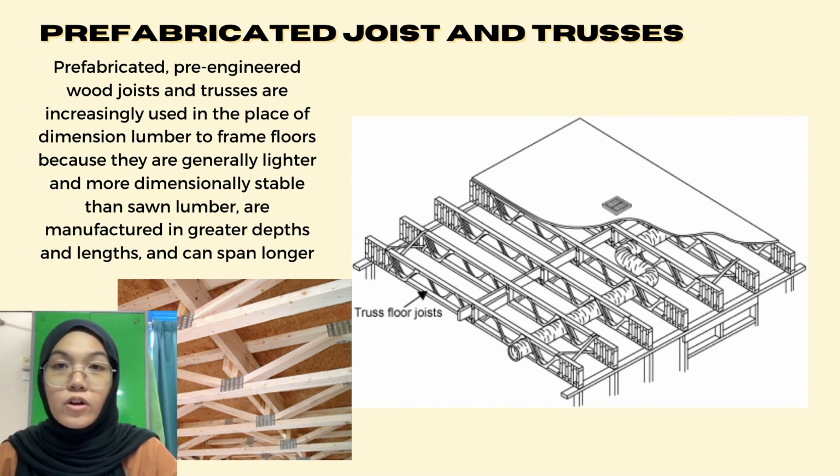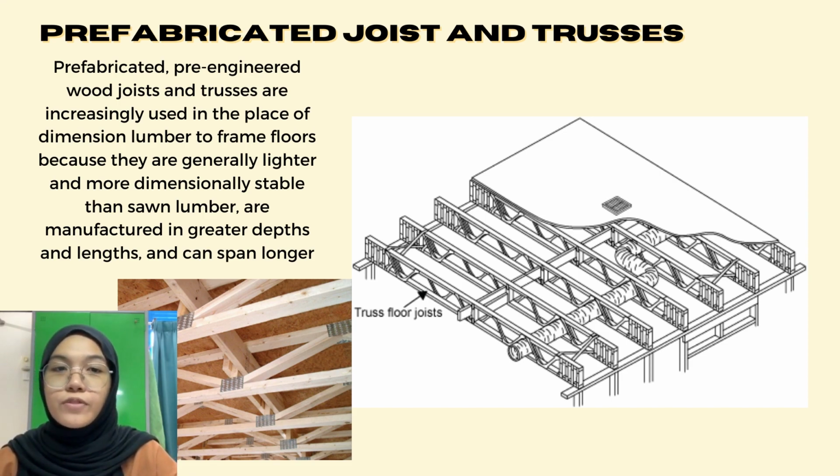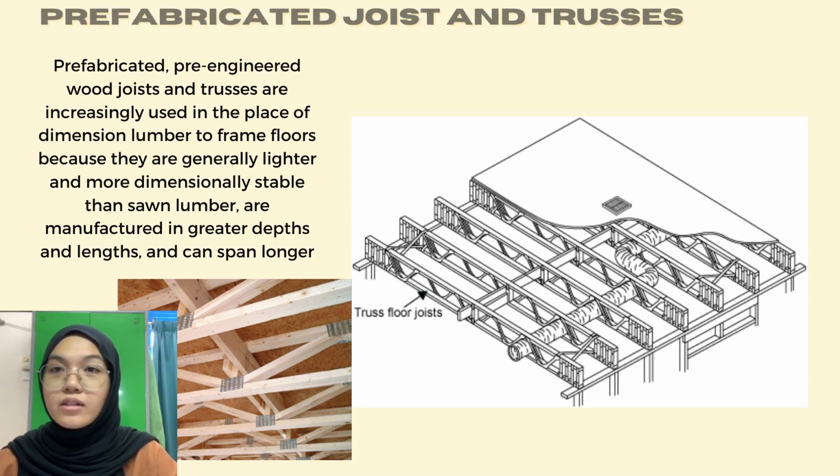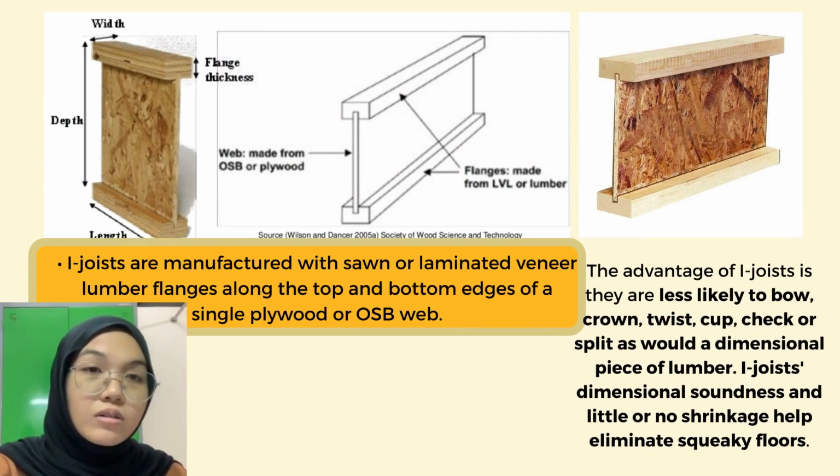So next we move on to prefabricated pre-engineered wood joists and trusses. They are increasingly used in the place of dimension lumber to frame floors because they are generally lighter and more dimensionally stable than sawn lumber. They are manufactured in greater depth and length so that they can span longer distances. So as you can see from the picture, they are called I-joists.